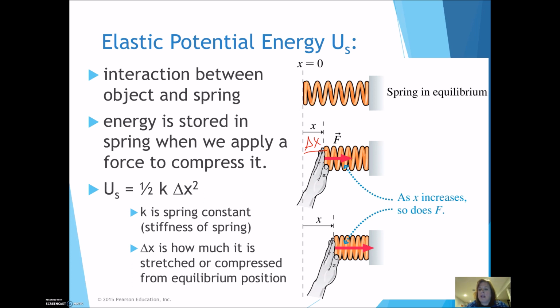So K, spring constant, not kinetic energy, spring constant. Delta X is how much it stretched or compressed from where it would be if nothing was bothering it.